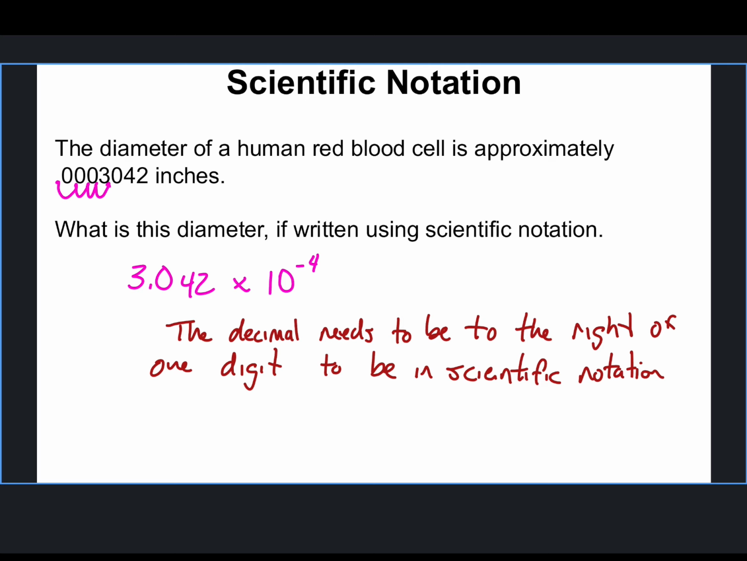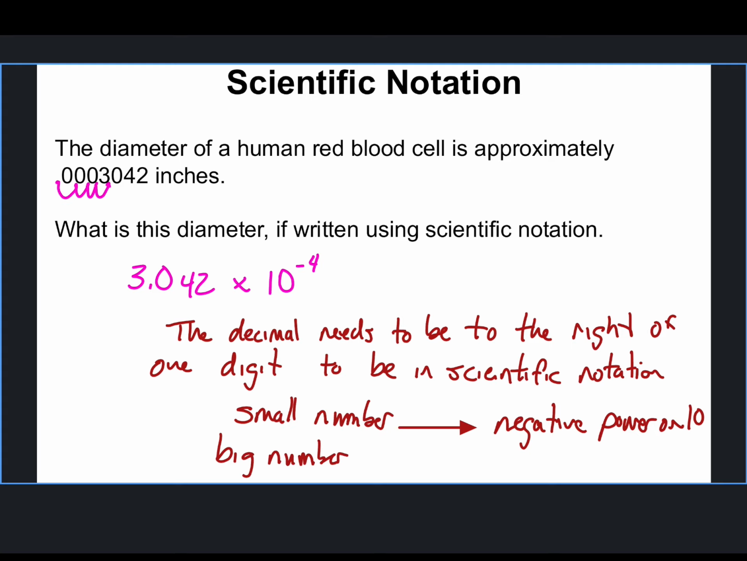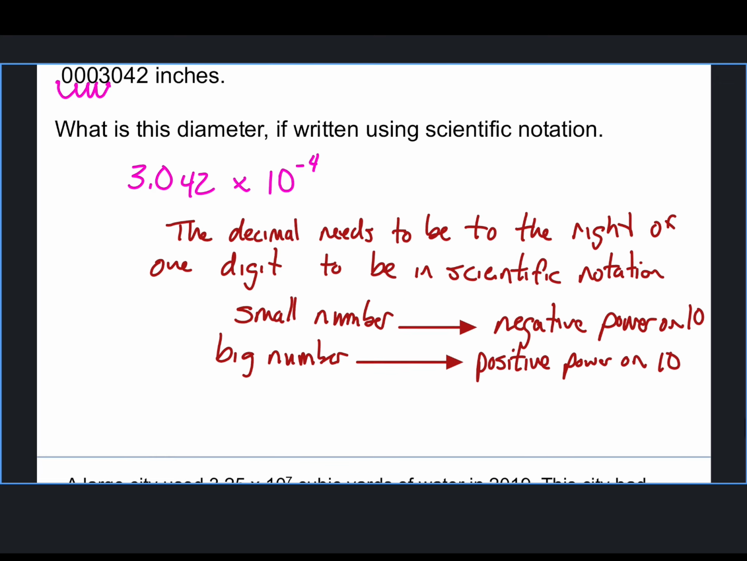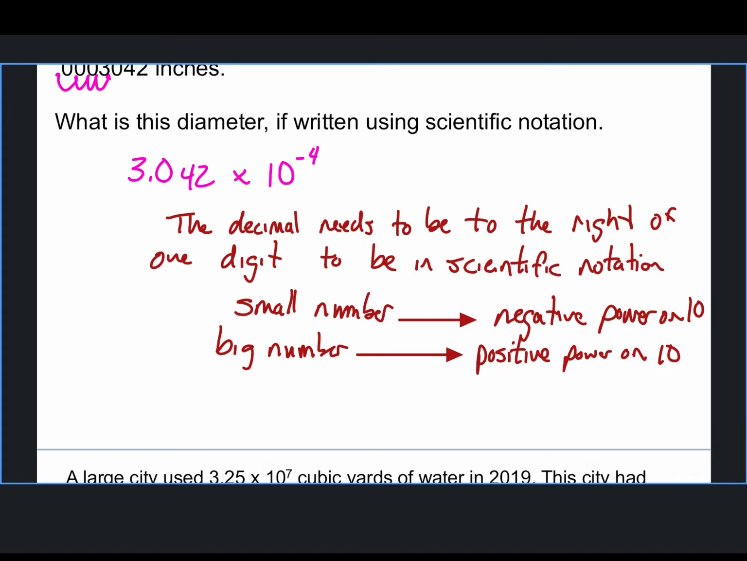So, small number gives us a negative power on 10. Big number gives us a positive power on 10. I'm just trying to give you as many resources as I can.